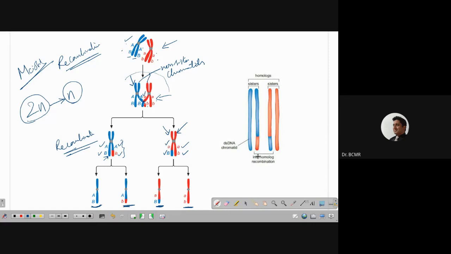I hope you remember these, right? These two are sister chromatids like this. These two are homologs, chromosomes we are talking about. And here interhomolog recombination has occurred between non-sister chromatids and so on.